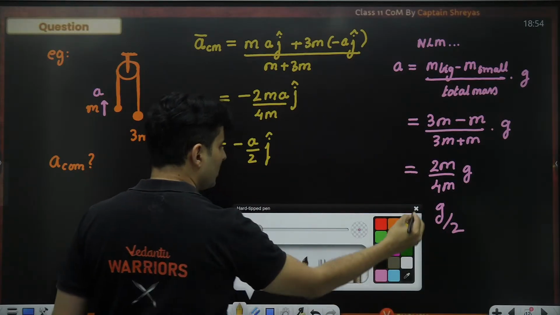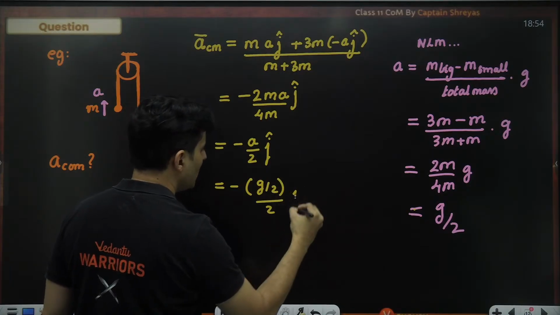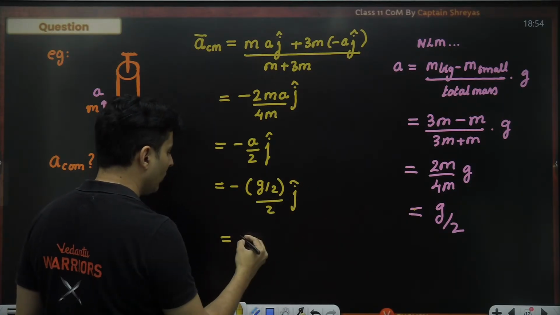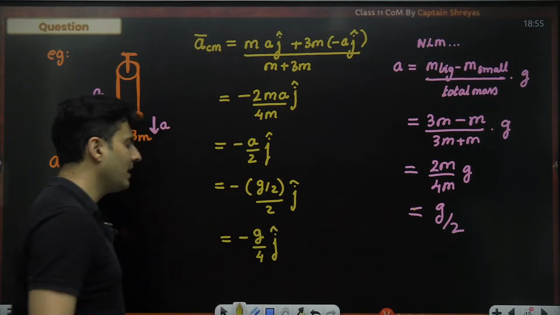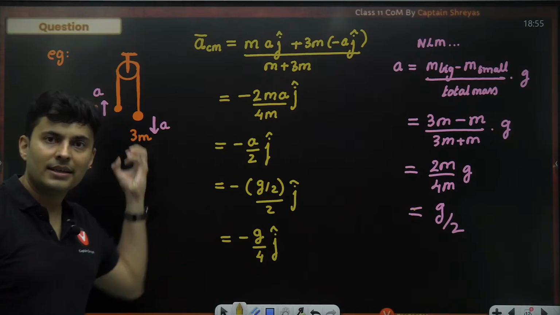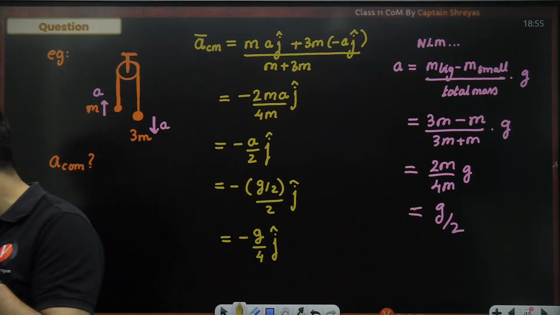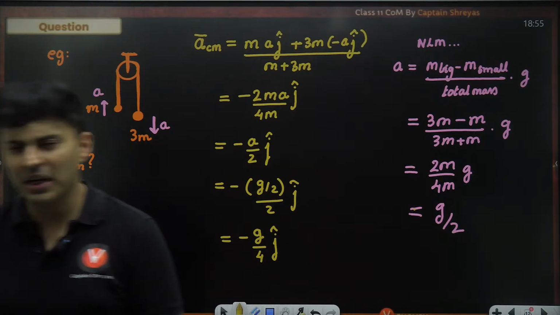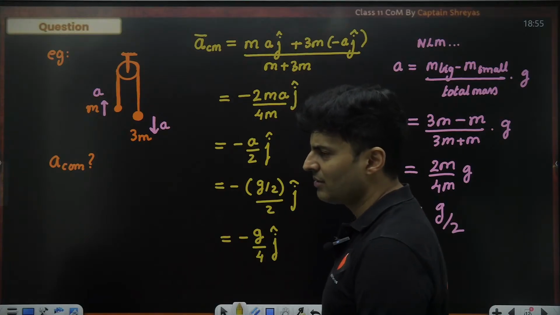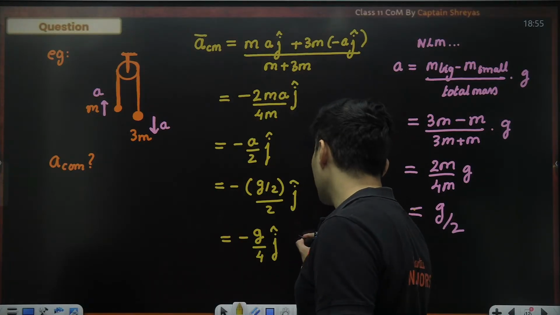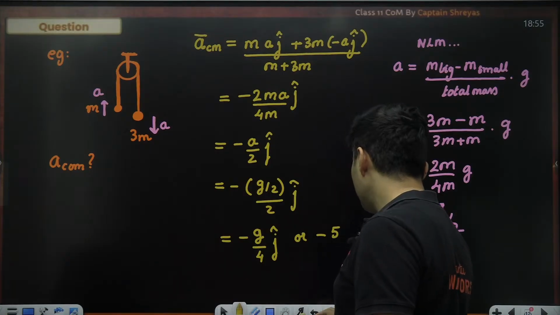So all I have to do is substitute g by 2 over here. So you'll have minus g by 2, the whole thing by 2, j cap. So 2 times 2 is 4, so minus g by 4 times j cap. That is the answer. This tells me the acceleration is net downward, as straightforward as that. Everybody with me on this? If you want, you can put the value of g as 10. So 10 by 4 is 5 by 2. Yes, you can put it as minus 5 by 2, which is nothing but 2.5.